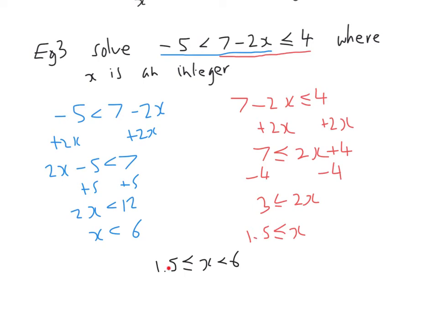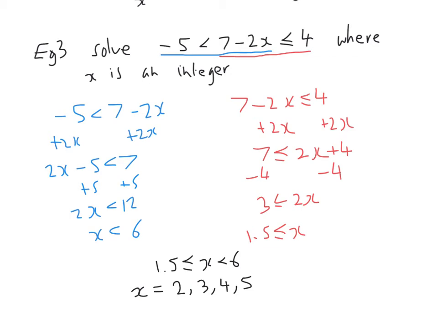Your final answer, however, is not an inequality in this case, because it tells us that x is an integer. So x doesn't take all of those values, it only takes the whole number values in between. It can't take 1.5, it's not a whole number, but it could take 2, 3, 4, or 5. So when it says solve, there actually could be a range of answers, like so, or a set of answers, like so.